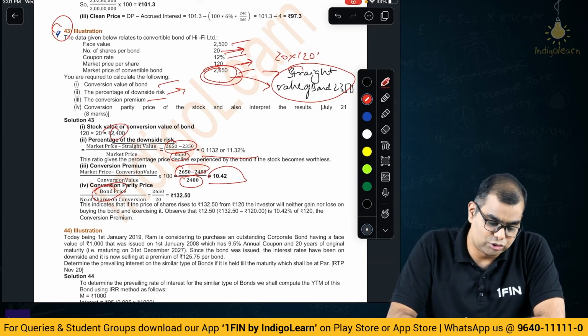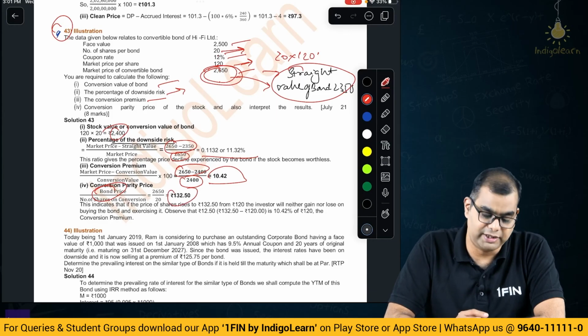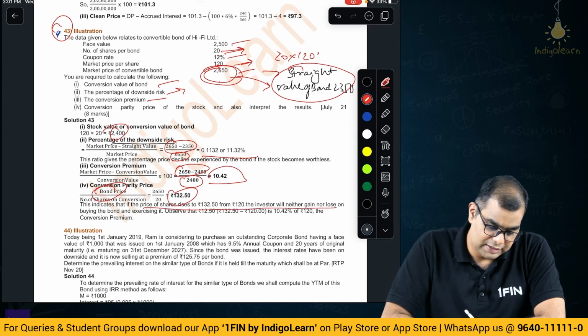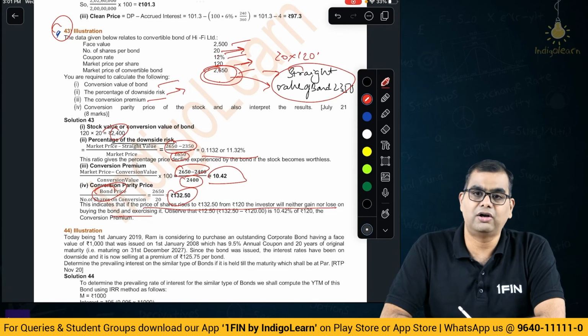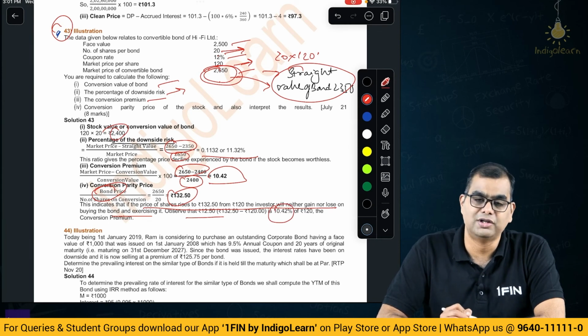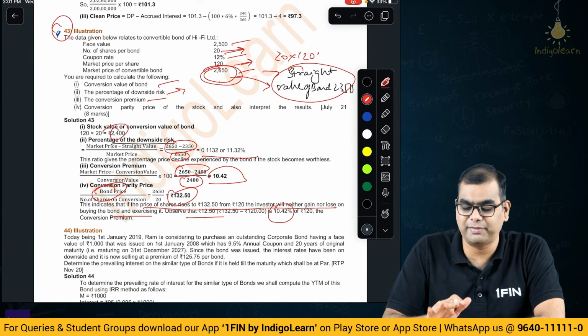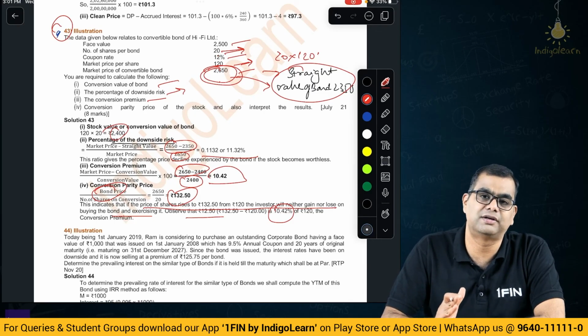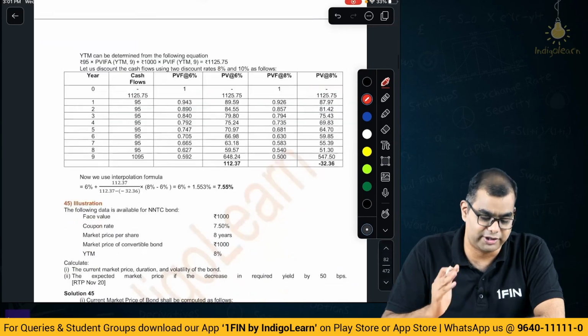Justified means if you do 2650 divided by number of shares per bond, which is 20, you will get 132.5. So if the current market price of equity share is 132.5, then the investor will neither gain nor lose on buying the bond and exercising it. Observe that 12.5, that is 132 minus 120, is 10.42% of 120. So basically, this is the price at which it makes no difference whether you are keeping the bond or exercising the conversion option by converting the bond into equity.